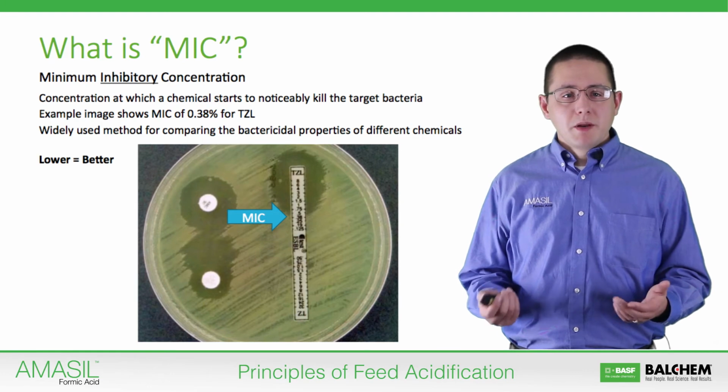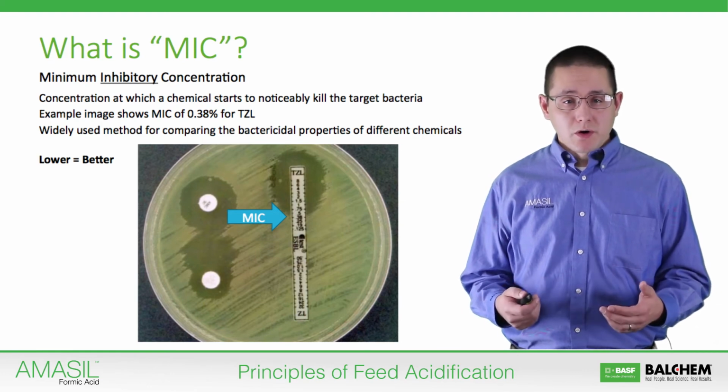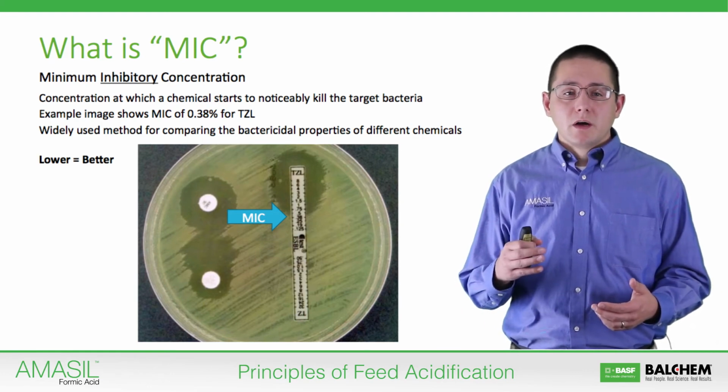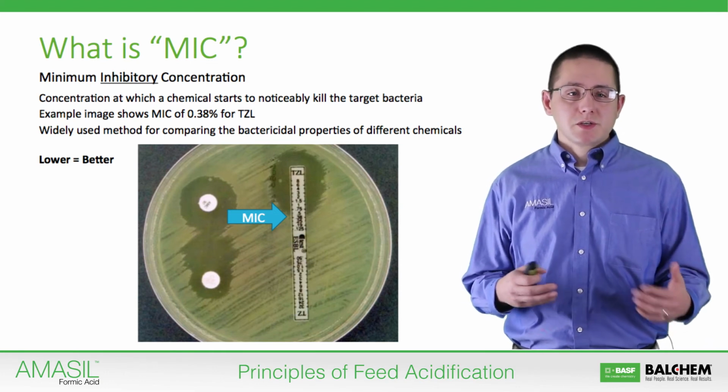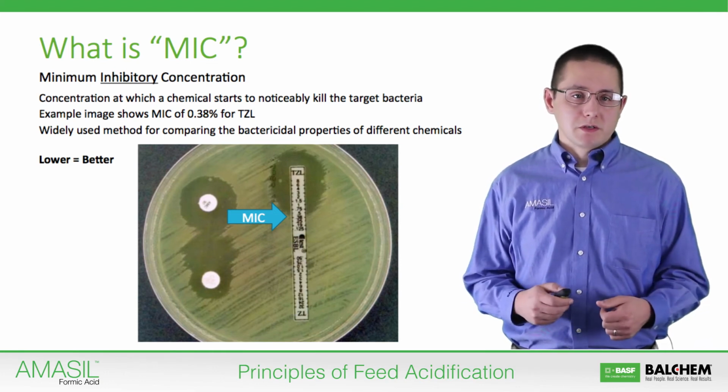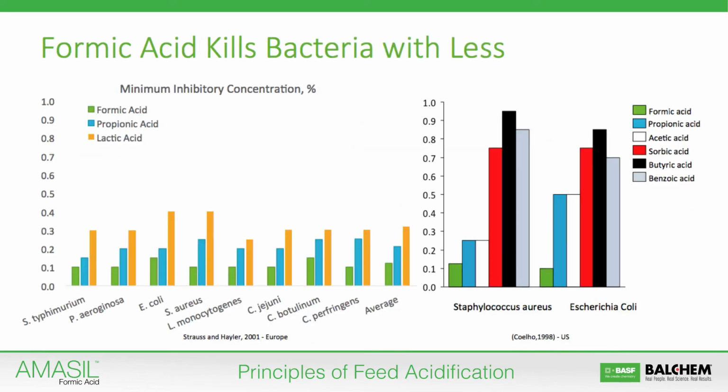And what minimum inhibitory concentration is usually used for is as a way to rank products, to compare them against each other under the same conditions to see which ones have the most potency under those conditions. And so what we've got here are representations of two different trials that were conducted. The first is Strauss and Haller, which is the images with the three different bars representing formic acid in green, propionic acid in blue, and lactic acid in orange.